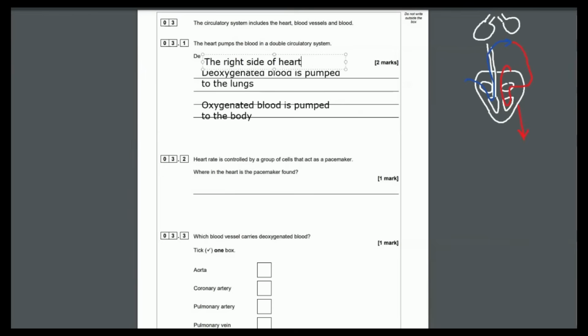Essentially, the right side pumps blood to the lungs, the left side pumps blood to the body, and that would be good enough for you to get 2 marks in simple terms. If you want, you can mention that the right side's deoxygenated and the left side's oxygenated.